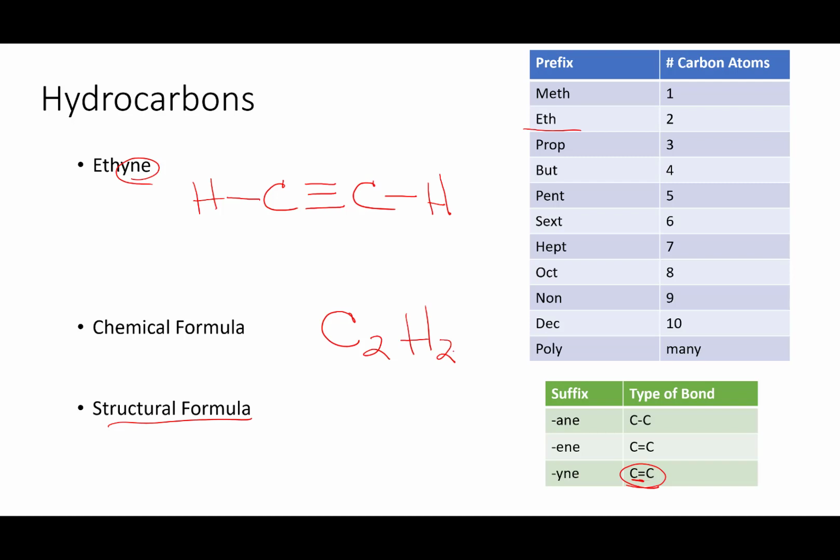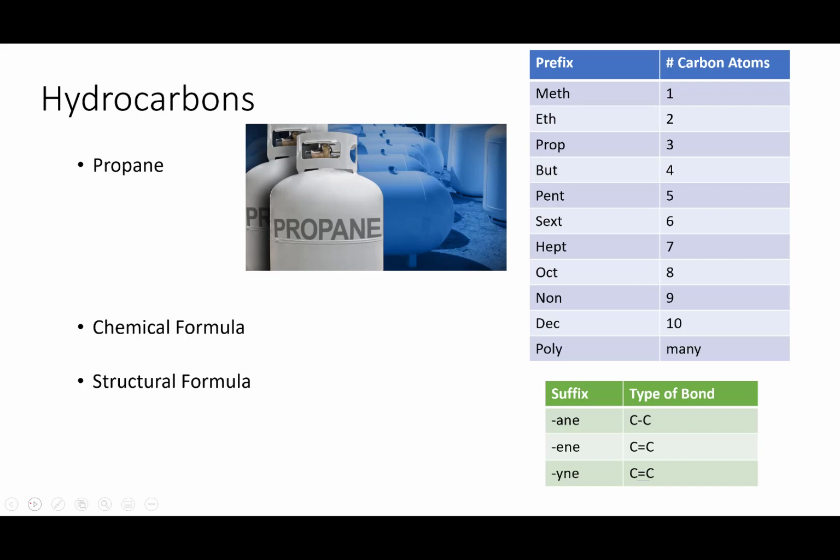What we've been doing is creating hydrocarbons. And they're pretty simple, and I think they're kind of fun. So let's do one that's a little bit more complicated, propane.